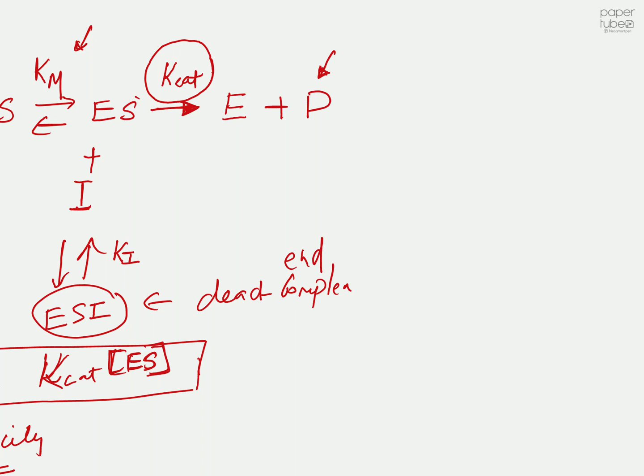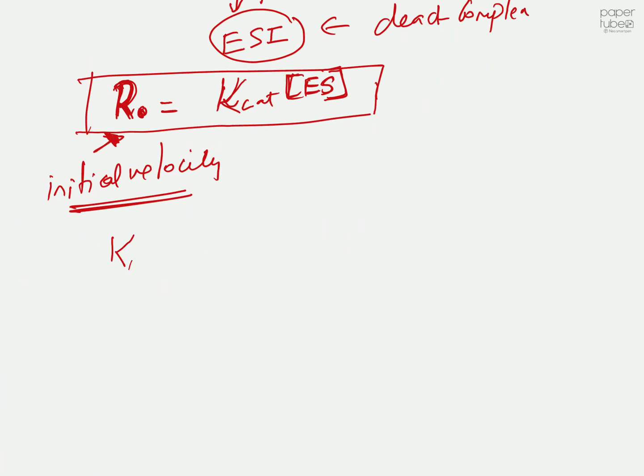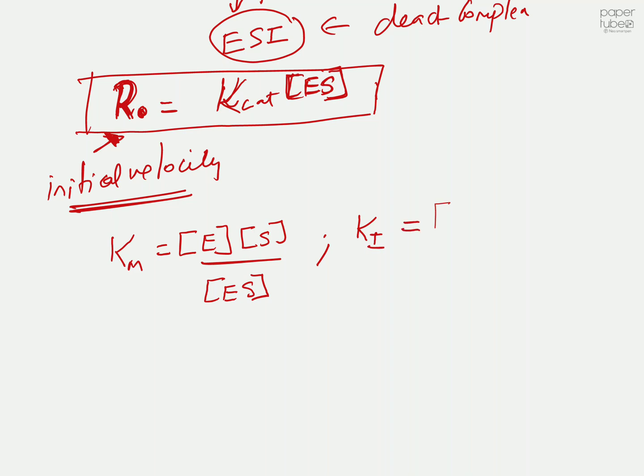We know how to write the equilibrium constant. So for Km, you have to write the concentration of everything on the reactant side, divided by the concentration of the product side, enzyme substrate. Likewise, we can write for the inhibition constant, Ki is equal to concentration of enzyme substrate, concentration of inhibitor, divided by concentration of enzyme substrate inhibitor complex. So I think so far is fine, and we already know that.